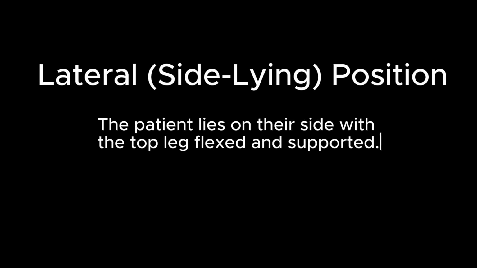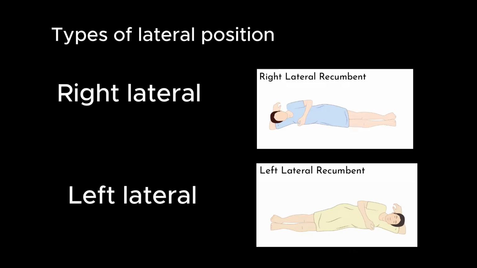Now, the next thing we want to talk about is lateral position, side lying of the patient. Side lying simply means the patient lies on their side with the top leg flexed and supported. Now, if you look at the screen, you're going to see we have different types of lateral position. We usually call it lateral recumbent position. So we have two types of lateral position.